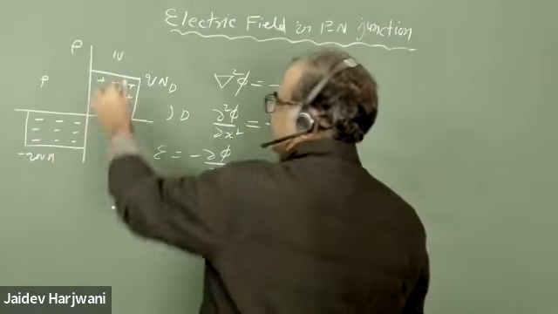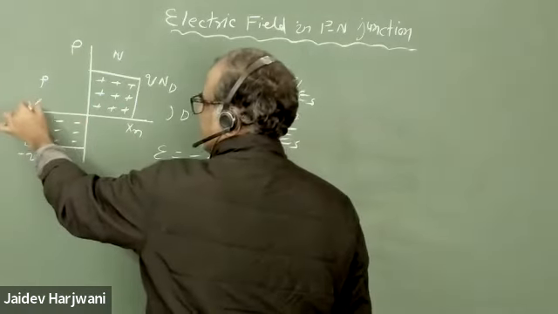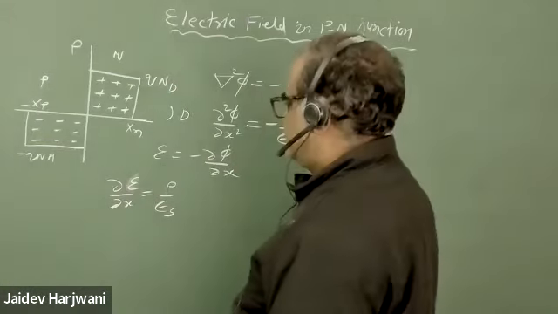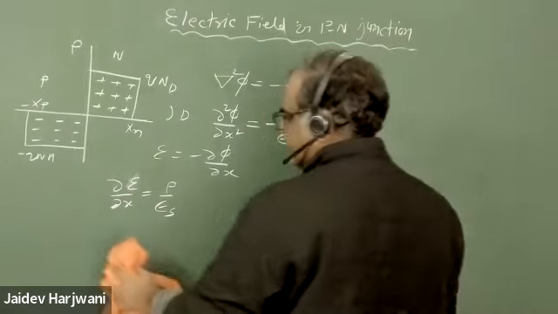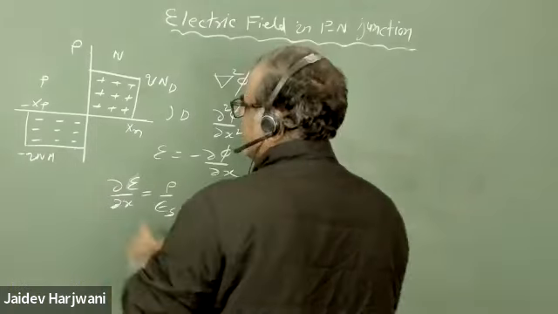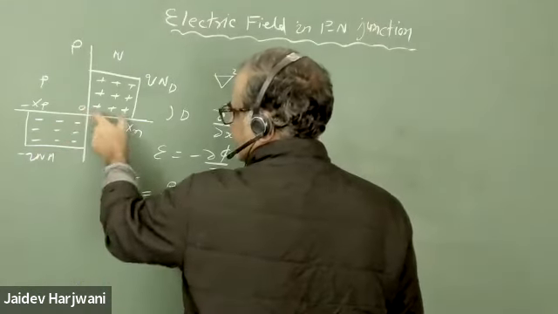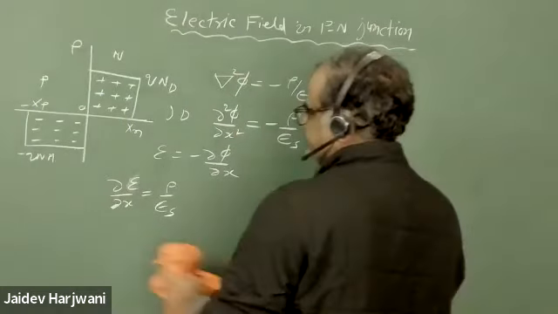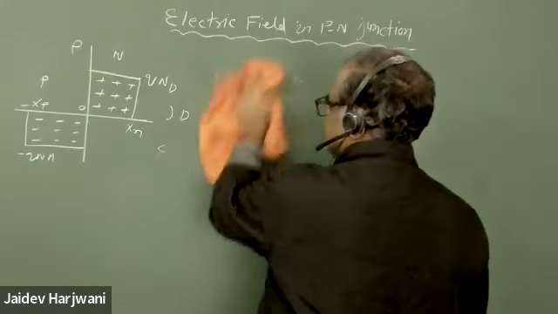Depletion region, both sides. This boundary I call x_n and this I call minus x_p. So I know the charge density on both sides, and now I can find the electric field in the P region as well as the N region. What is the electric field between 0 and x_n, and what is the electric field profile between 0 and minus x_p? Let me calculate the N region first.